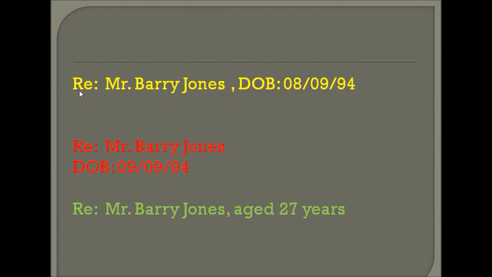You can write the reference in 3 ways. One way is this: you can put a comma here and write date of birth in the same line. Second method, Mr. Barry Jones, move to the next line and write like this. There is a third method as well. You can write reference Mr. Barry Jones, comma, aged 27 years, aged 50 years, 10 years, 12 years. You can write the reference in this way.